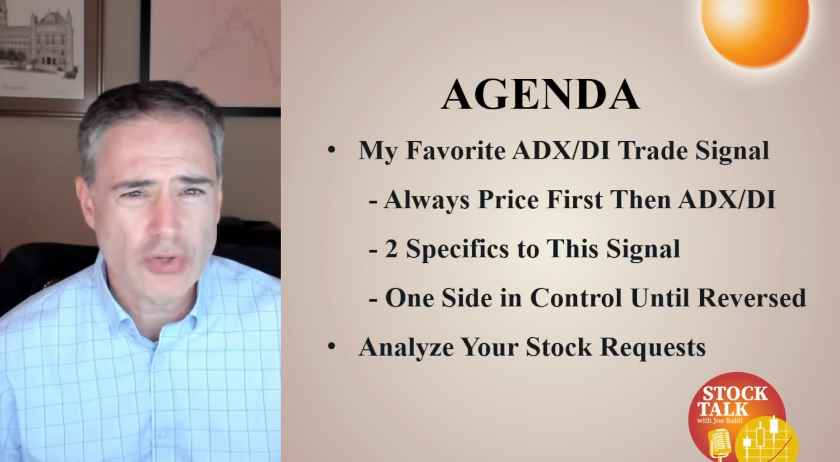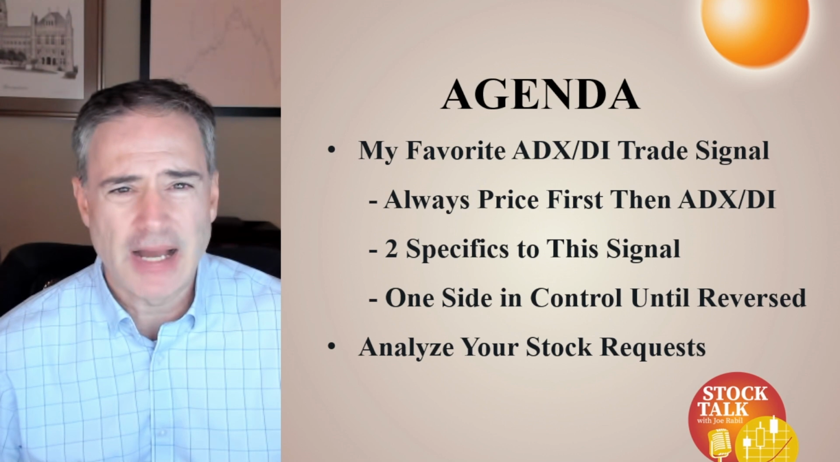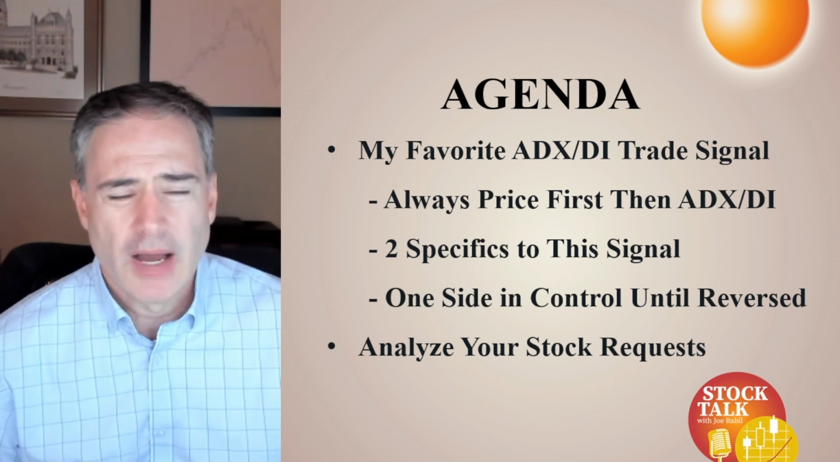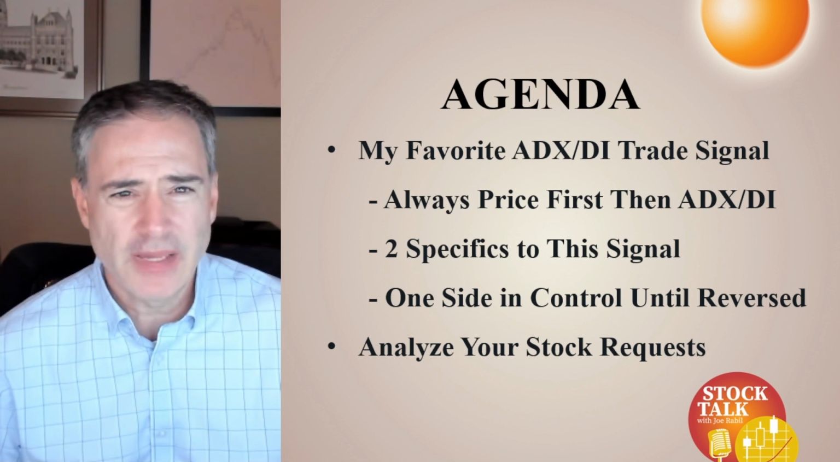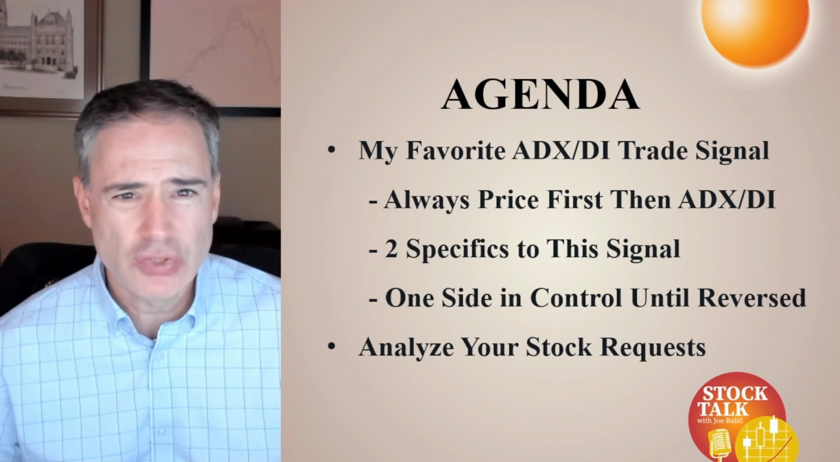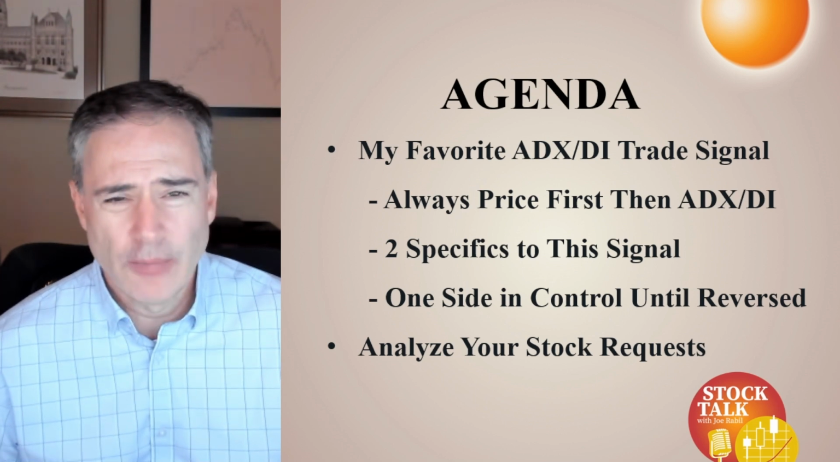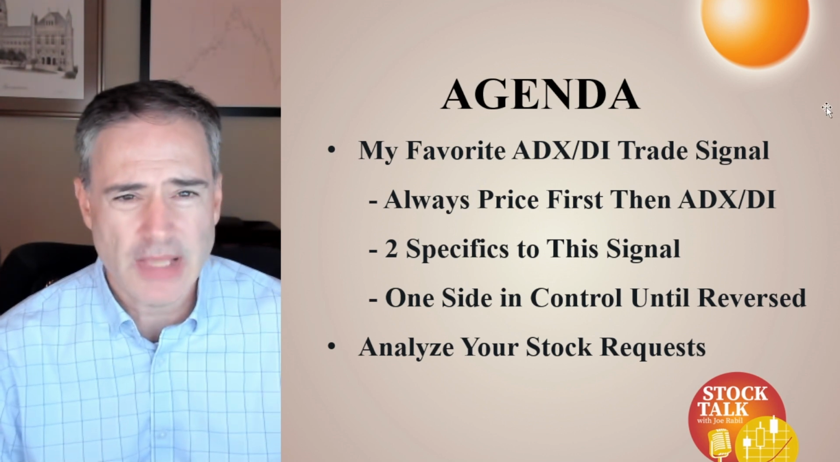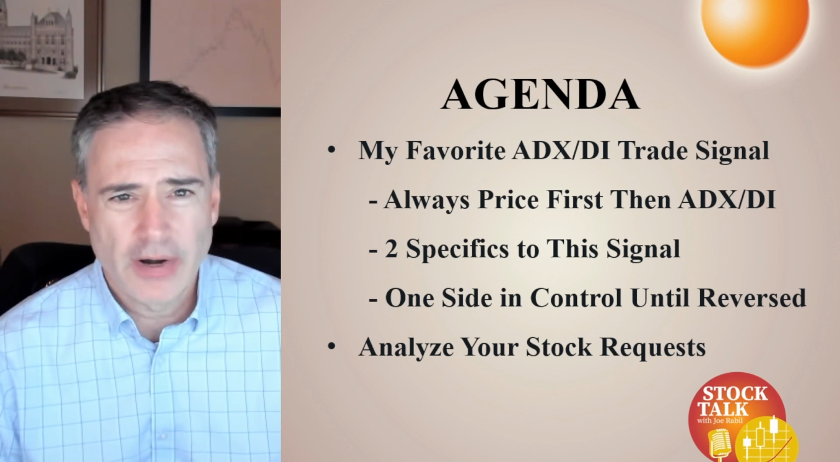So we always want to start with price first and then use the DI lines to confirm. And that's true of any indicator that you'd ever use. There are two specific things that I'm looking for in DI for this signal. And one takes control, and until the other side can do these two specific things, that side stays in command. And then once we're done with that, we're going to go through the specific stock requests that came through. All right. Let's go ahead and get into this lesson to start.